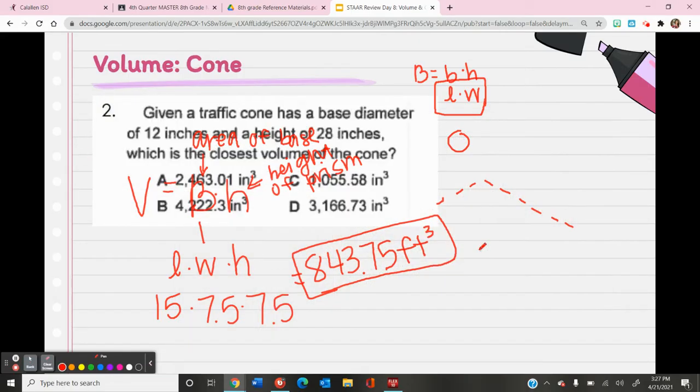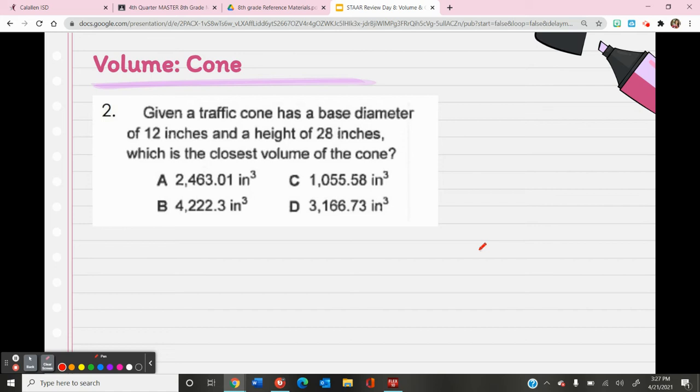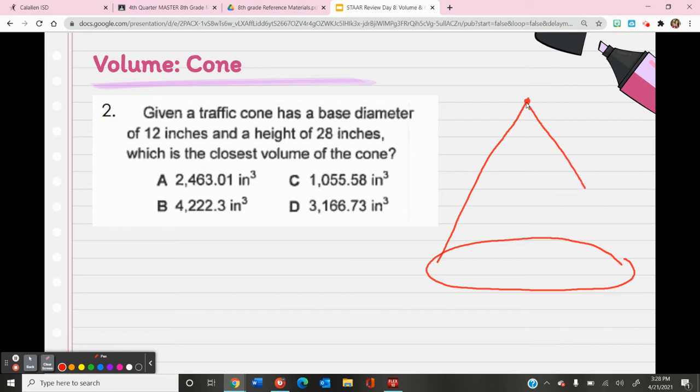So I'm going to go to my next shape, which is a cone, and it says given a traffic cone, it has a base diameter of 12 inches and a height of 28 inches. What is the closest volume of the cone? So here I'm going to go ahead and draw my cone out so it will help us a bit. So there's my cone. I have its vertex, the peak, and I'm going to go ahead and go down. Now here it tells me I have a diameter of 12 inches. Now remember, your diameter goes all the way across. So all the way across is 12 inches. And the height of my cone is 28 inches.